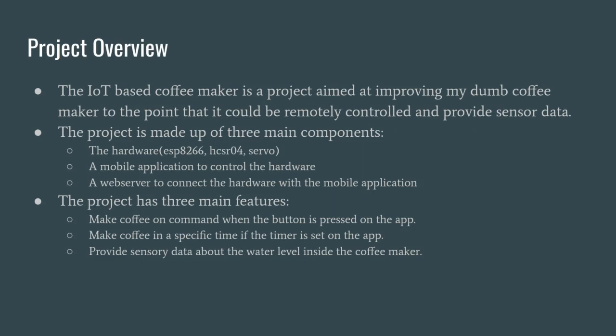The project is made up of three main components: the hardware, a mobile application to control the hardware, and a web server to connect the hardware with the mobile application. The project has three main features: make coffee on command when the button is pressed on the app, make coffee at a specific time if the timer is set on the app, and provide sensor data about the water level inside the coffee maker.